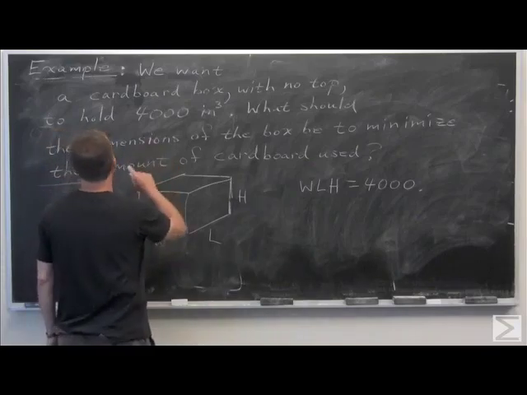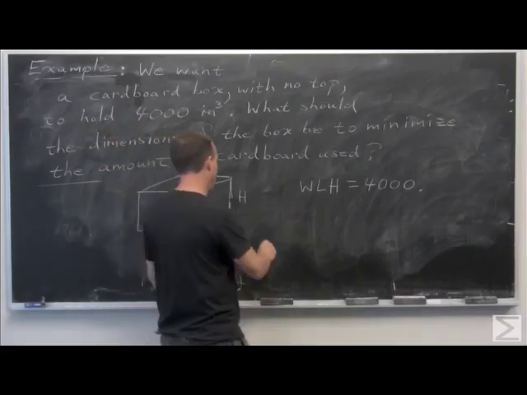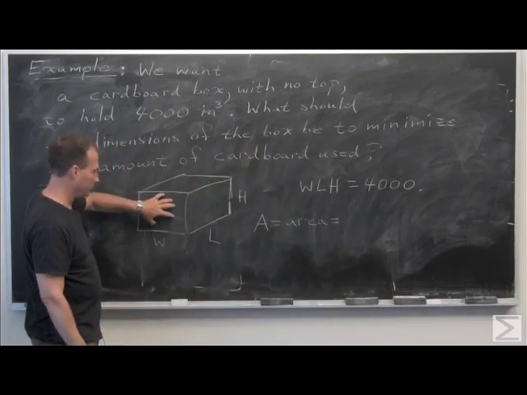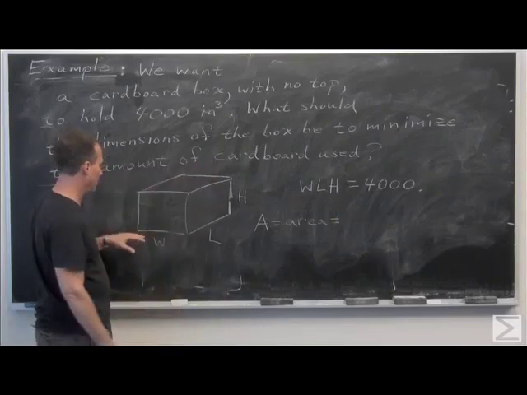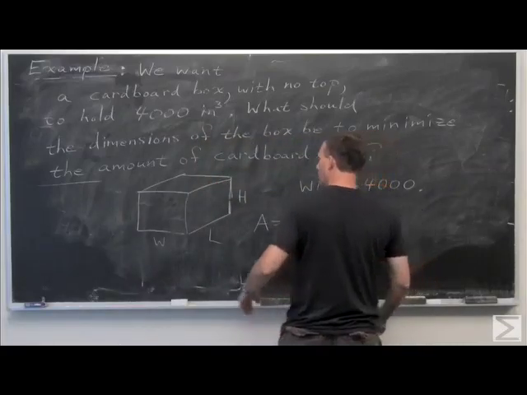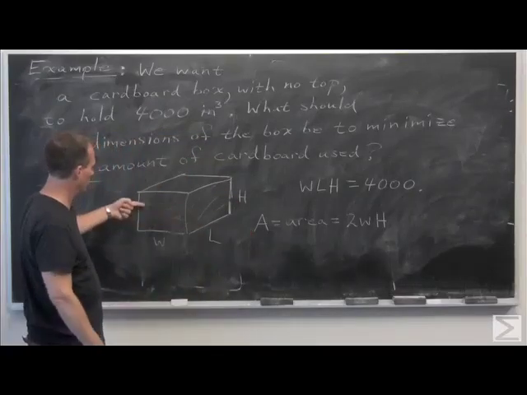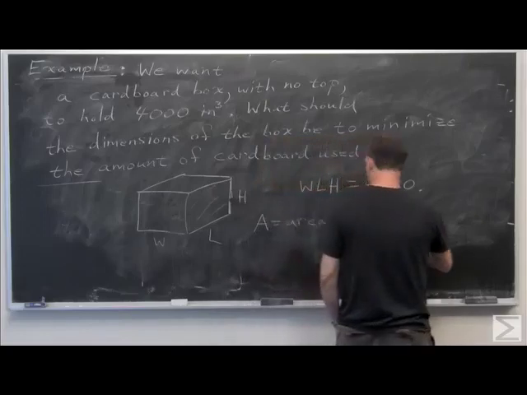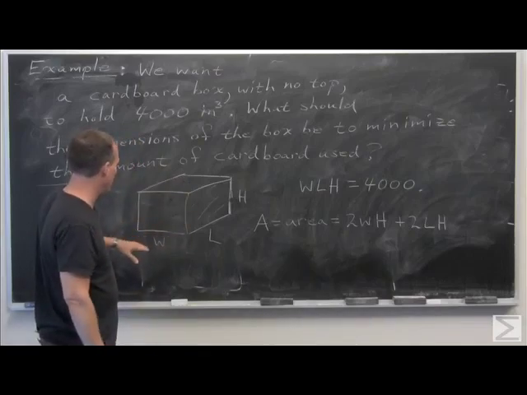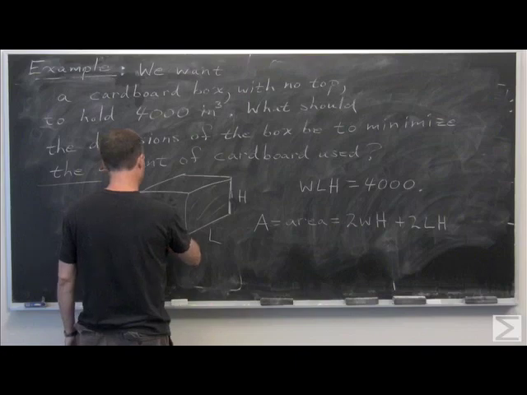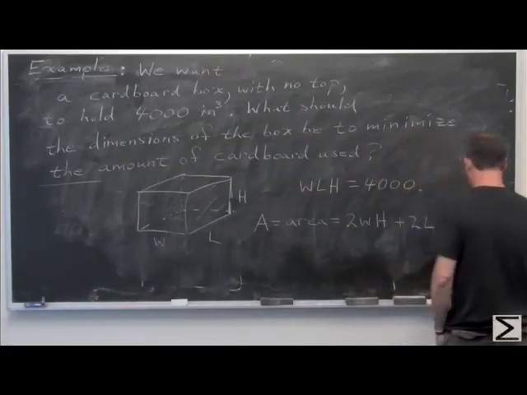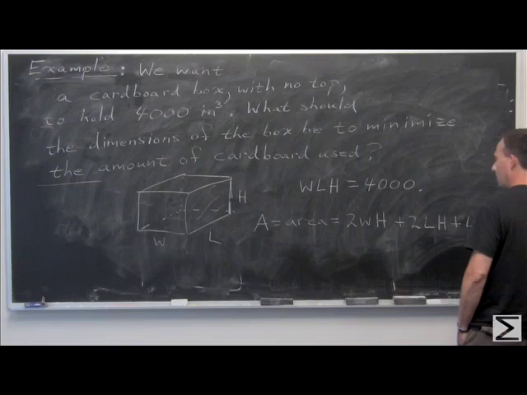Now, it's important to remember that the box has no top, so the area is, all right, you've got this side and its twin back in the back, and the area of that side is W times H, so you've got two of those, 2WH. And then you've got two of these, this one and the one over here, 2 times LH, but you don't have a top on the box, so the only other area is coming from the bottom. So it's 1 times L times W. So this is the area.